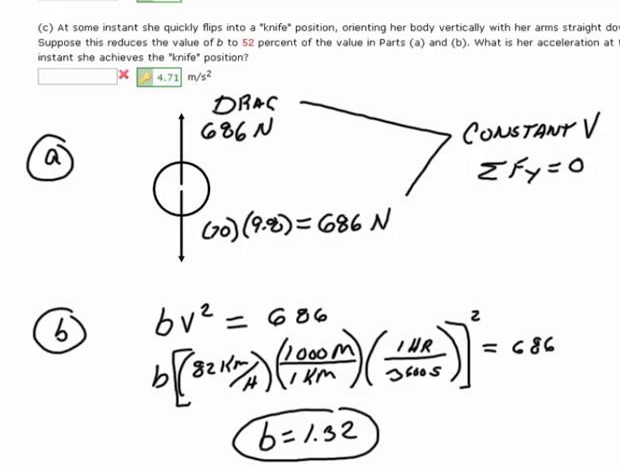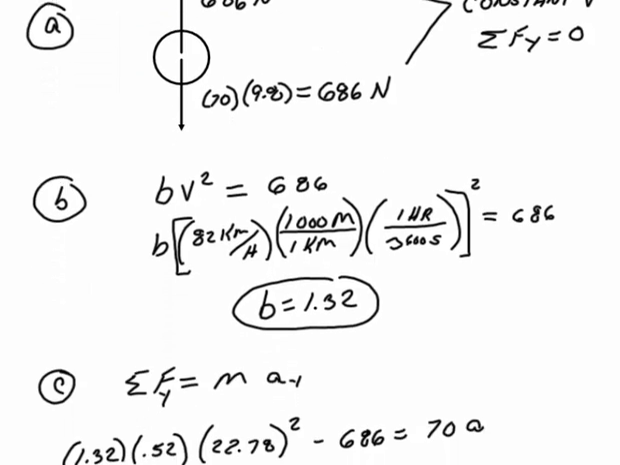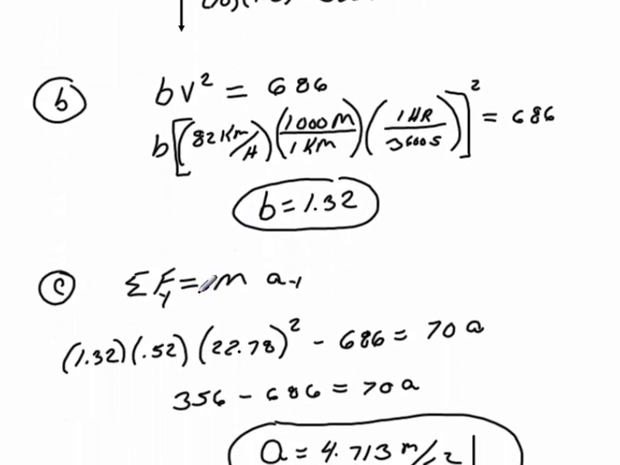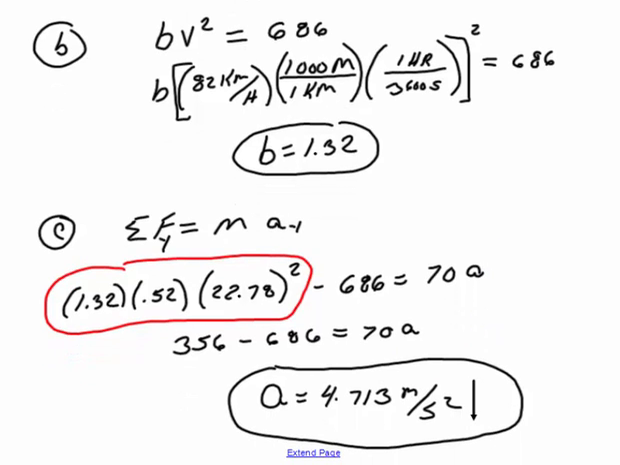And the next part said the person goes into a knife position where the B value changes by 52%. In that case, the summation of forces in the y equals mass times acceleration in the y. I calculate what my drag force going up is. I subtract mass times gravity and set it equal to mass times acceleration and solve for acceleration. So again, that problem's pretty easy.